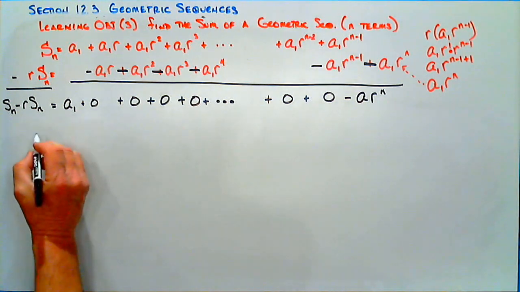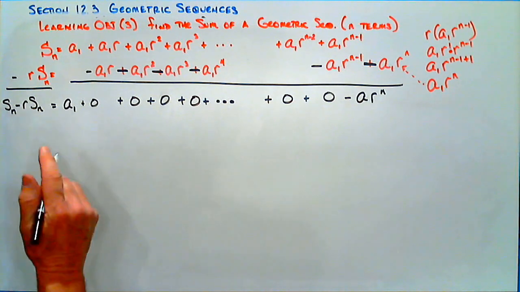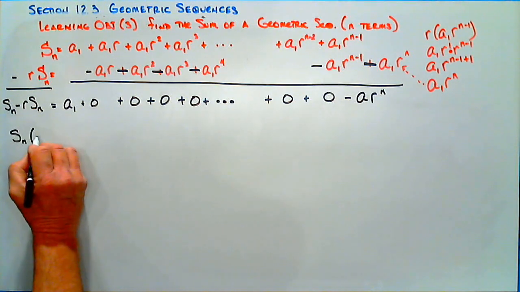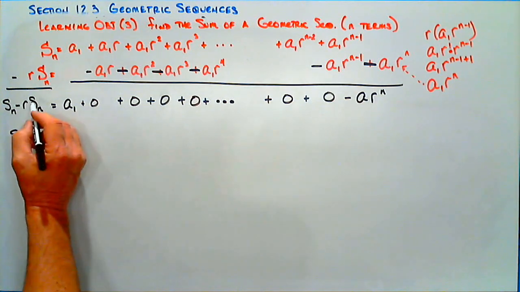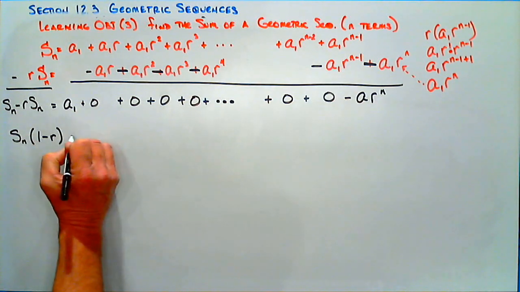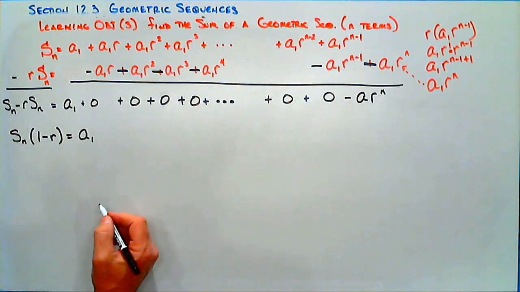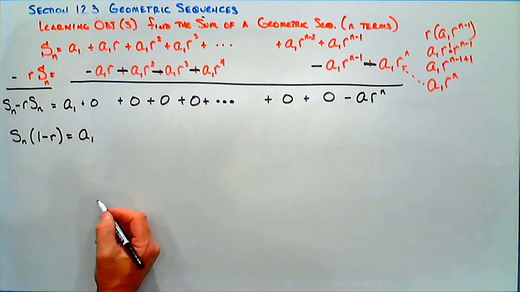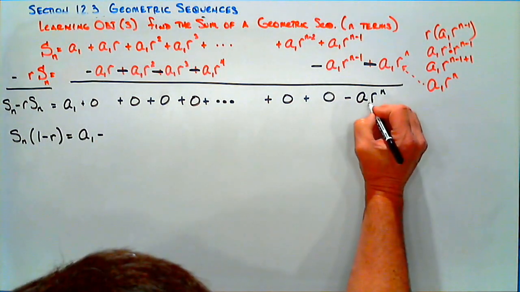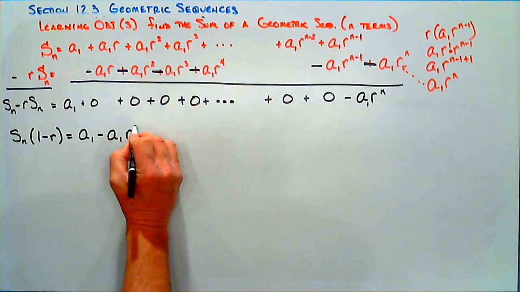Now, if we rewrite this, we can factor s sub n out right here. So we get s sub n times, if we take an s sub n out of s sub n, that's 1. S sub n divided into r times s sub n gives us an r. And who's on this side? a1, right? a1 minus, oh, I forgot the 1 right here, didn't I? a1 r to the n.